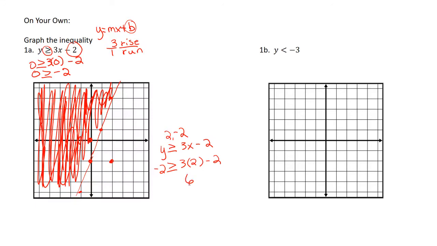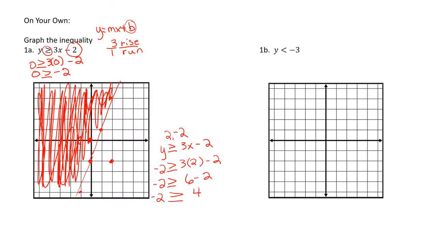3 times 2 is 6, so negative 2 is greater than or equal to 6 minus 2, which is 4. So negative 2 is not greater than or equal to 4. So all of the numbers on this side of our boundary line are going to be false, and that's why we haven't shaded it in.